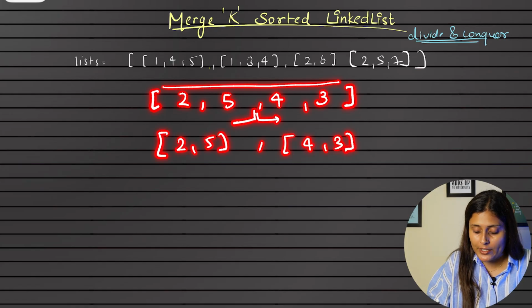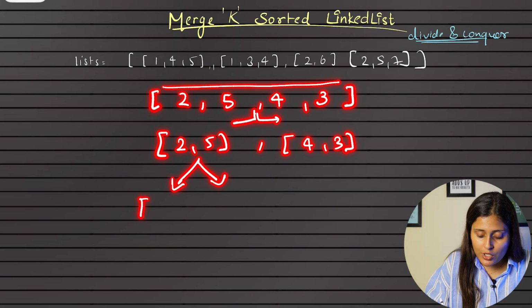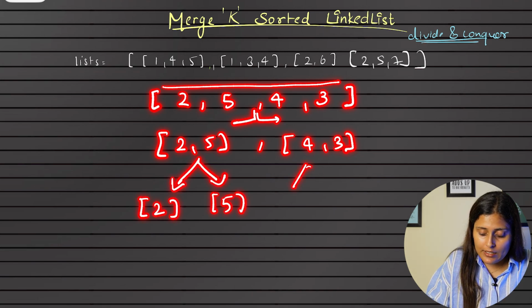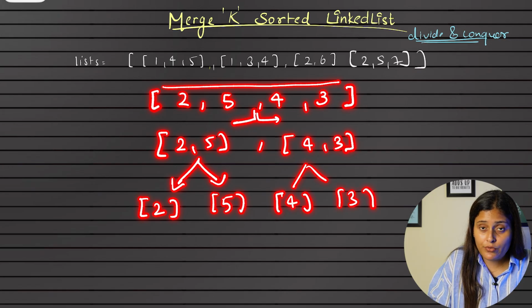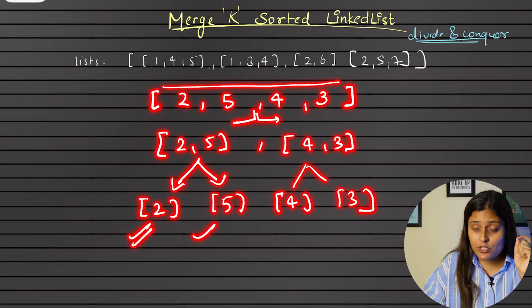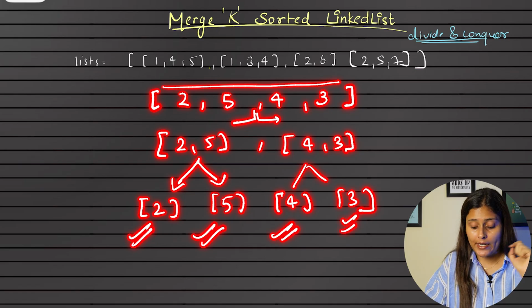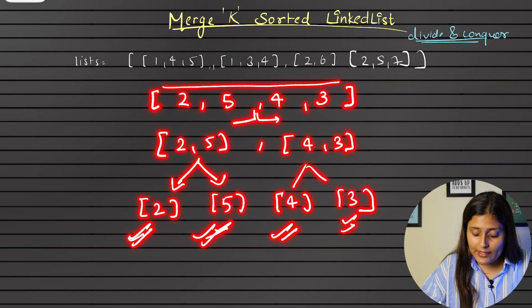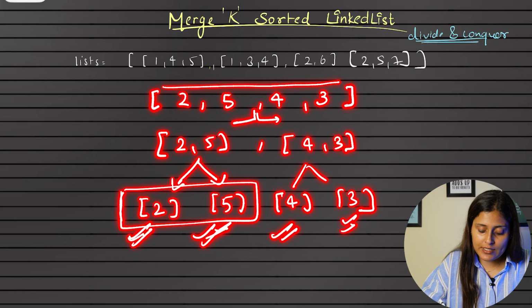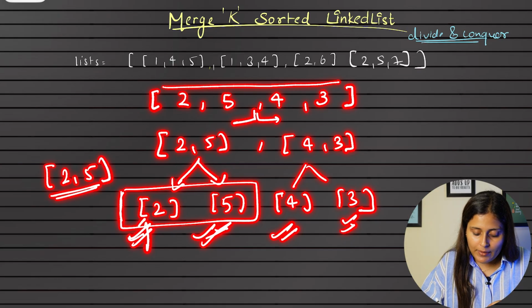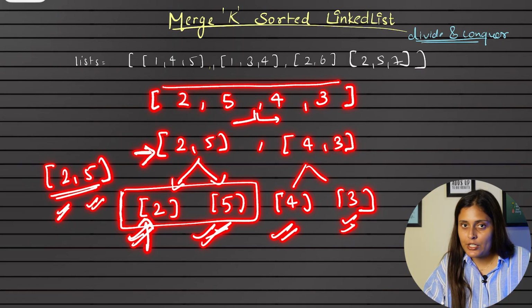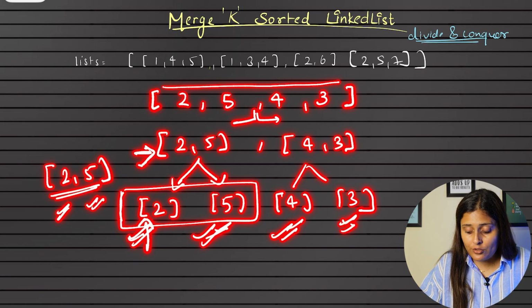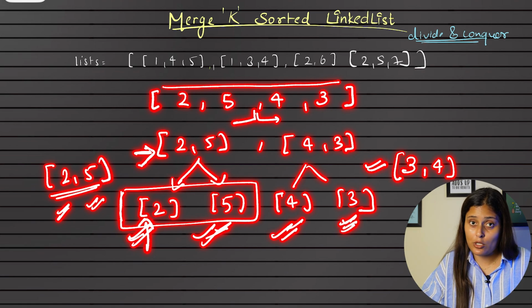Again these are not sorted, so we divide this further into halves. So 2, now 5, similarly 4, and now 3. So we can say yes, 2 is sorted, 5 is sorted, 4 is sorted, and 3 is sorted. So when 2 and 5 are sorted, let's merge them. When we merge this together using the merge algorithm, the smaller element will come first and then the larger element. So now 2 and 5 became merged in the sorted manner. Similarly, in 4 and 3, when we merged, 3 came first and then 4, and now 3 and 4 has been merged.